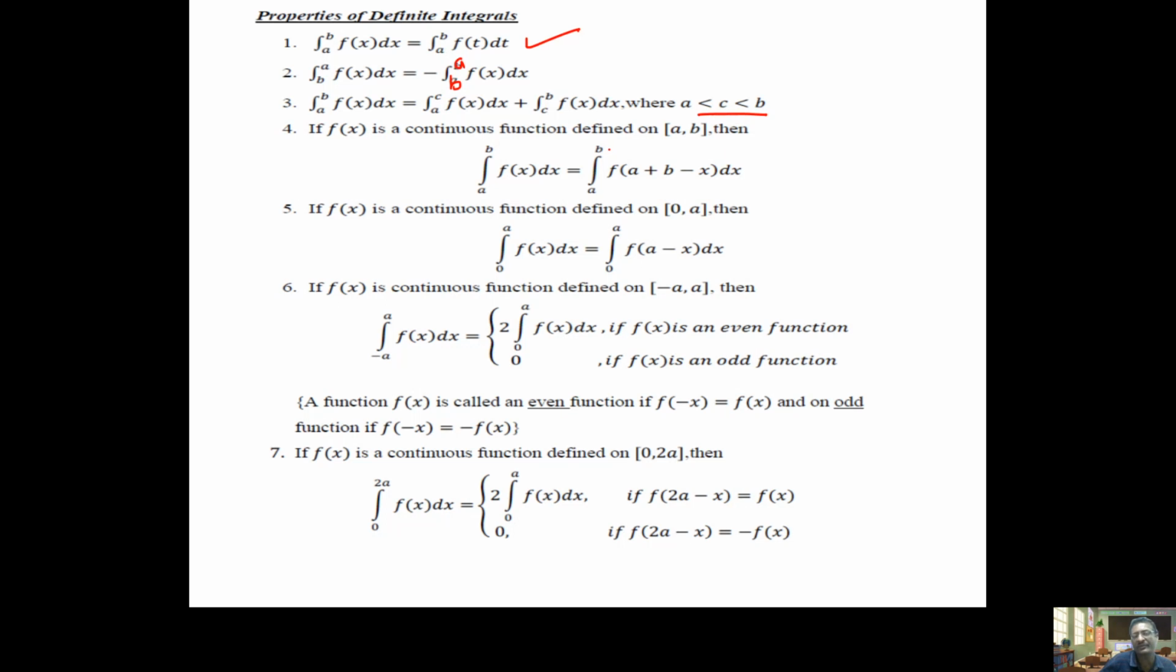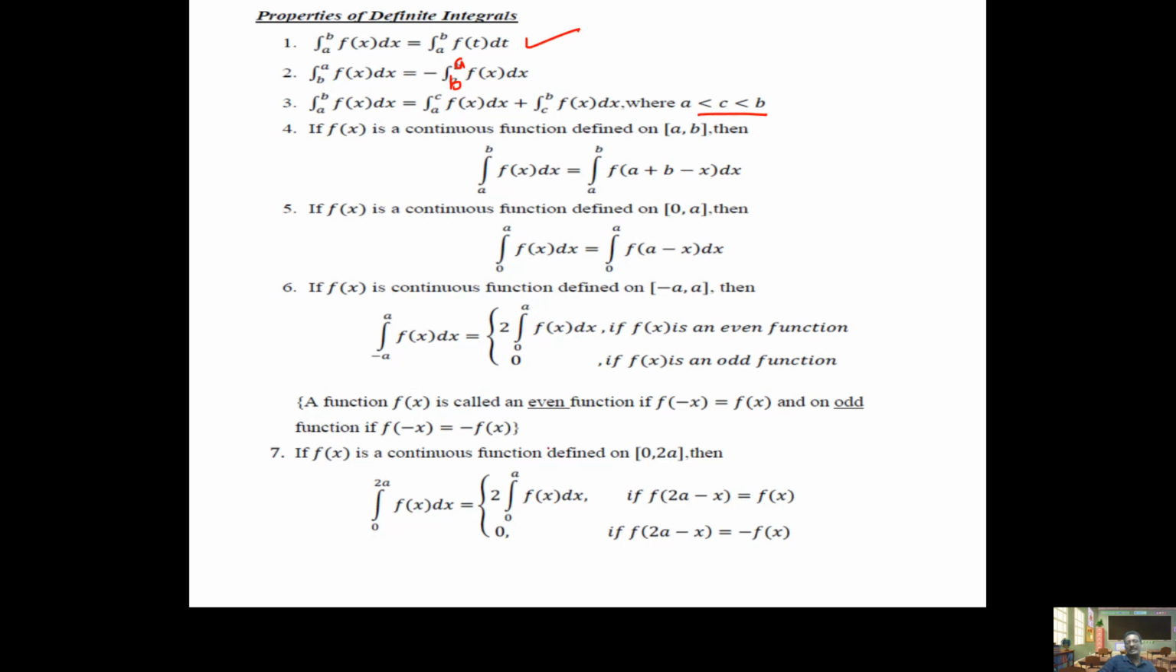If f of x is a continuous function on closed interval [a, b], integral a to b f of x dx is equal to integral a to b f of a plus b minus x dx. If f of x is a continuous function on closed interval [0, a], integral 0 to a f of x dx is equal to integral 0 to a f of a minus x dx. If f of x is a continuous function defined on closed interval [minus a, plus a], then integral minus a to plus a f of x dx is equal to 2 into integral 0 to a f of x dx if f of x is an even function, and equal to 0 if f of x is an odd function.